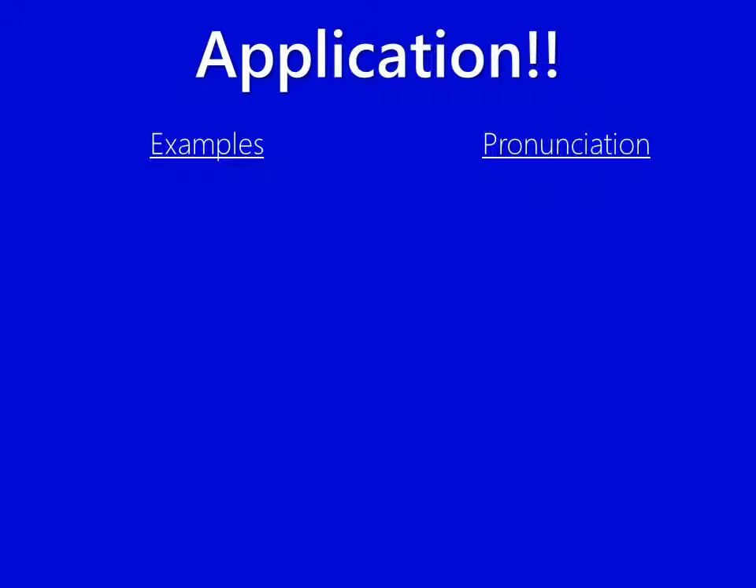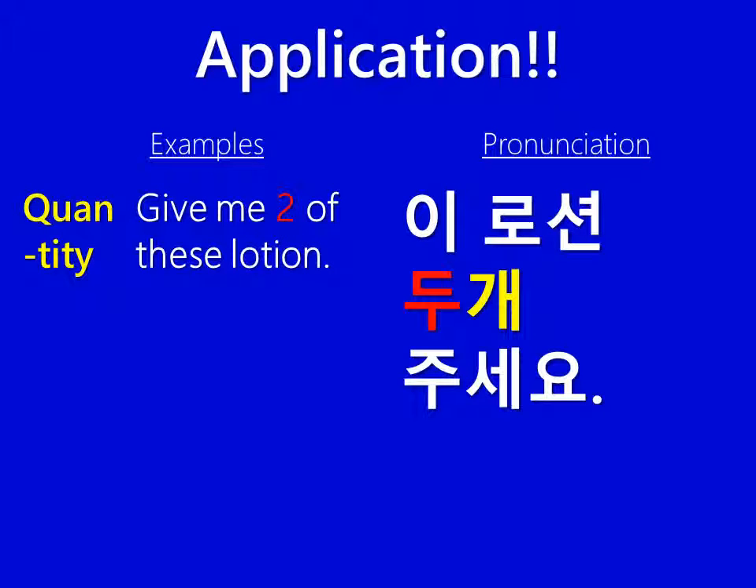So applications. Let's see some example situations where you will be using these native Korean numbers. First of all, as I said, the most important situation is when you're counting things. For example, if you want to say, give me 2 of these lotions, then you say 이 로션 2개 주세요. So you're counting 2, so obviously you're using native Korean numbers here. 이 로션 2개 주세요.